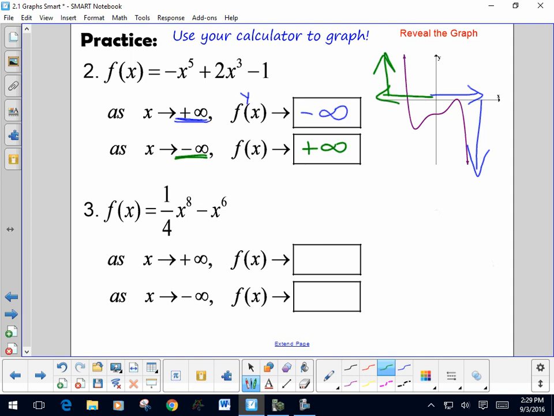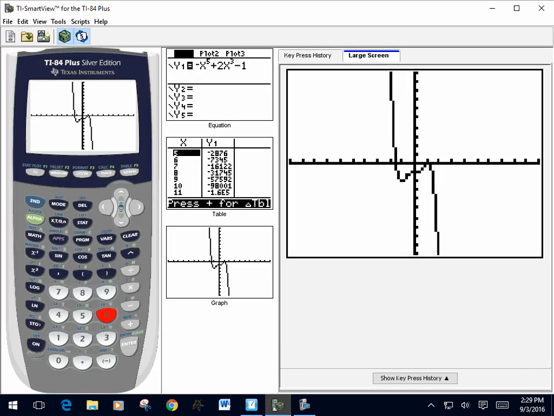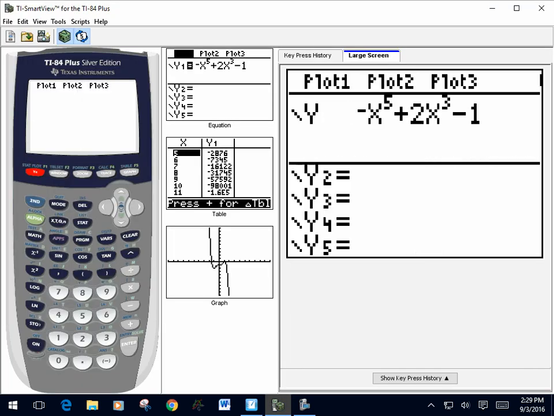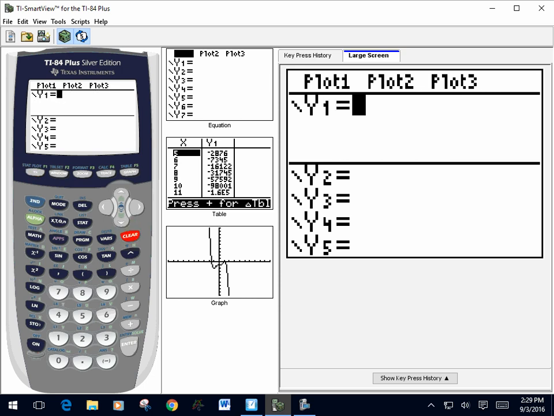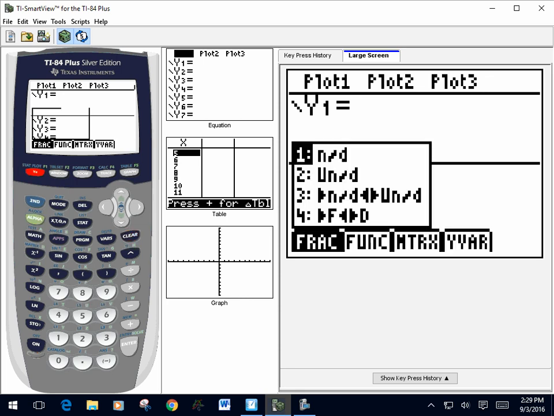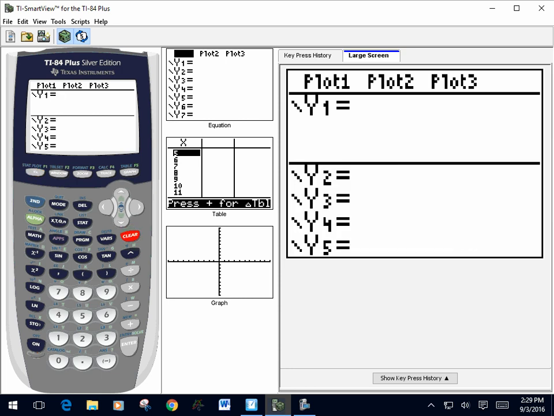Okay, let's graph this other one in the graphing calculator. So I'll go back to my y equals screen, and you can hit clear to just get rid of that other function. We need to do 1/4 x to the 8th power minus x to the 6th power. On these calculators, you can get fractions if you use alpha f1, and that first choice is a fraction. But if you don't want to remember that or don't care if it looks like a fraction, you can just use division. 1 divided by 4 would be 1/4.